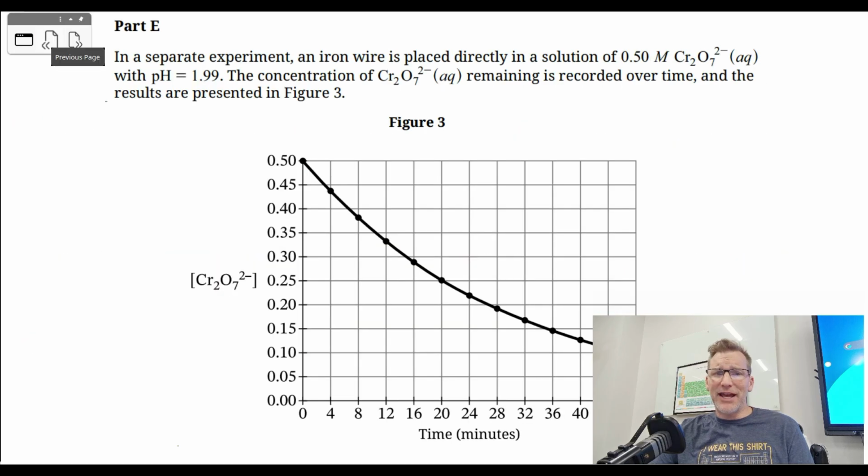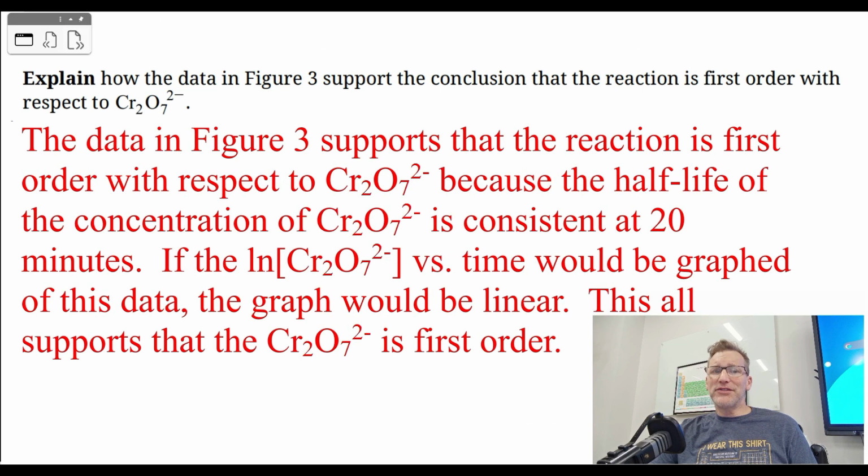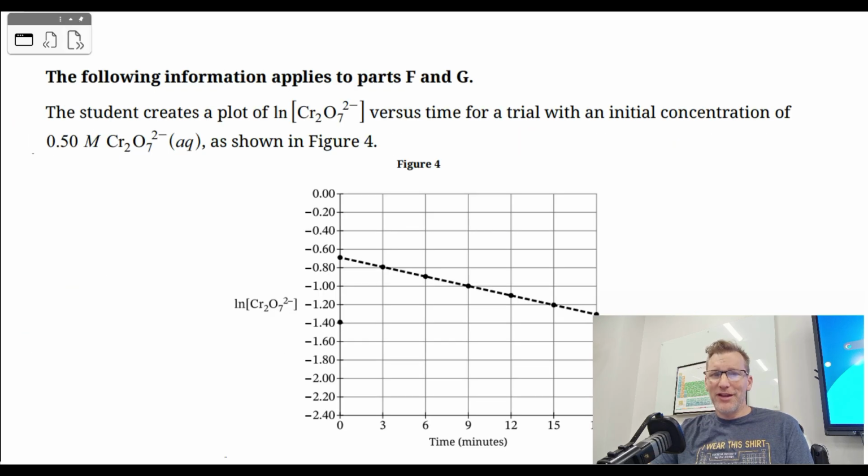Take a look. I'm going to come back to the data. We start at 0.5. Look at the time it takes to get cut in half. To go to 0.25, it took 20 minutes. Then to go from 0.25 to 0.125, it took another 20 minutes. And so the half-life is staying consistent. And that's the easiest thing to say, is the data supports it because the half-life of the concentration is consistent at 20 minutes. If you graph natural log of the concentration versus time, it would be linear. This all supports that the dichromate is first order. And what do you know? They gave us the natural log versus time, and it's linear, which again concludes that it is first order.